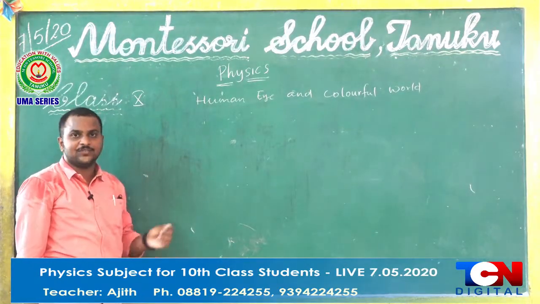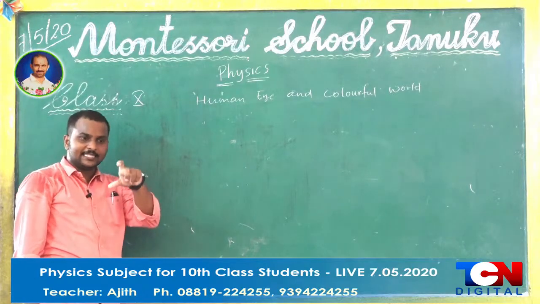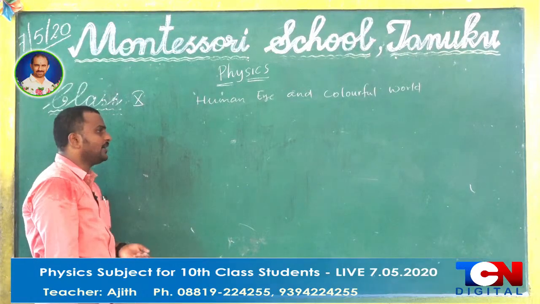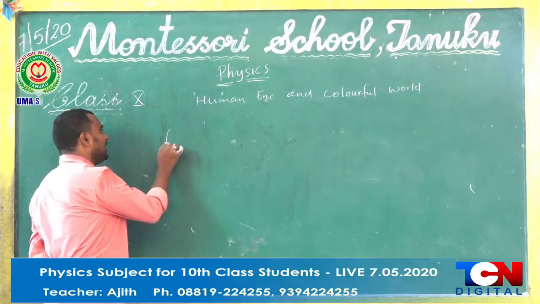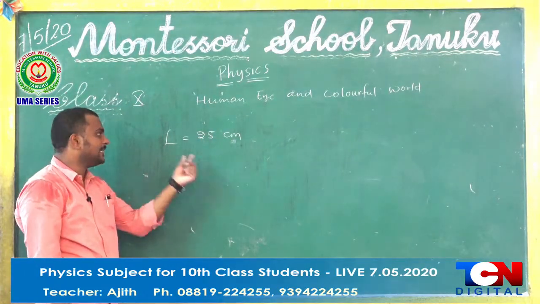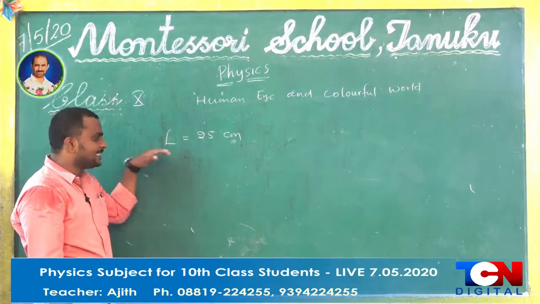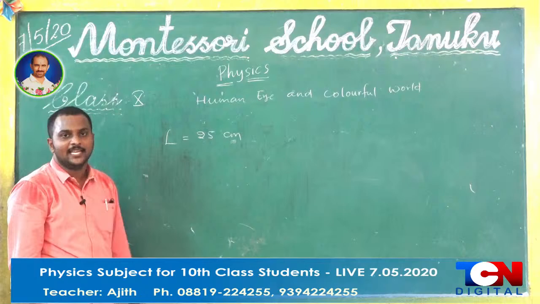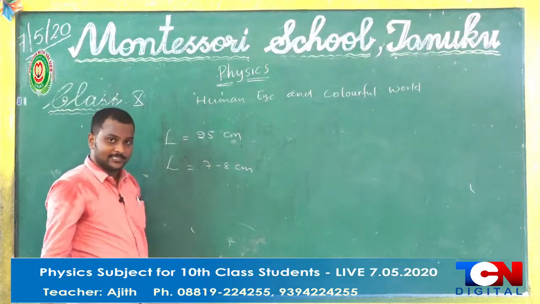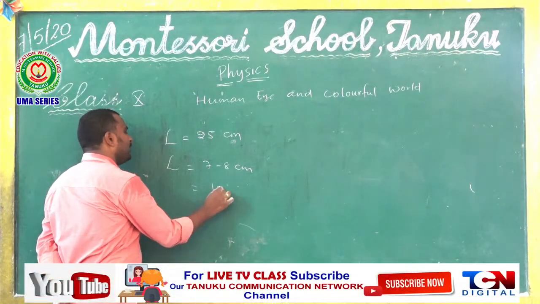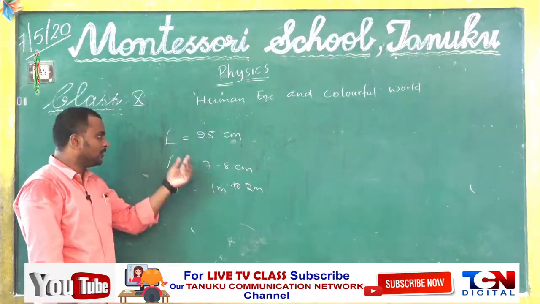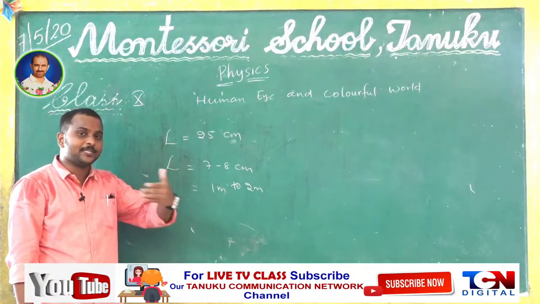Now first we will start our discussion with the least distance of distinct vision. At a certain distance we can see an object clearly and without feeling much stress. That we call the least distance of distinct vision. This is 25 centimeters for an adult healthy person, and this value changes from person to person and with aging. This value will be 7 to 8 centimeters for children, and 1 meter to 2 meters or sometimes even more for old people.